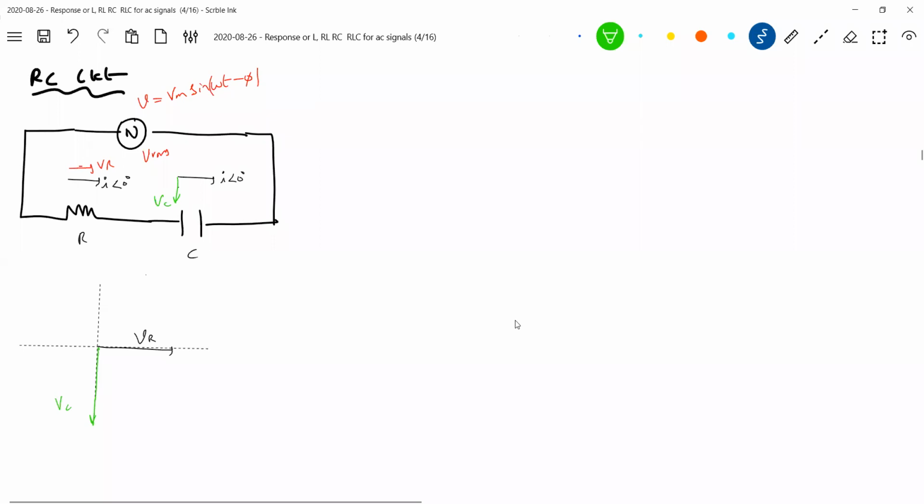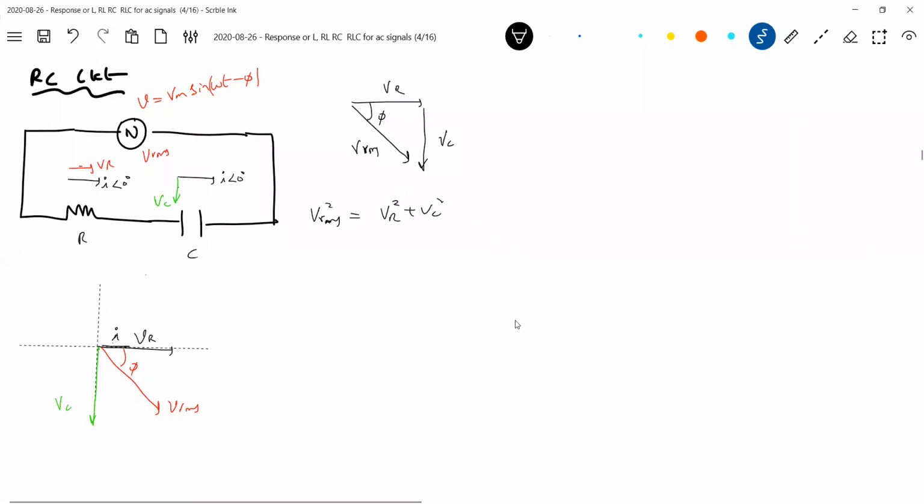And applied voltage will be VRMS. This is the phase angle, and current also will be here. Let me complete this triangle. This will be VR, this will be VC, this will be VRMS. Then the voltage triangle: VRMS square, as they are vectors, or phasors here, equals VR square plus VC square.